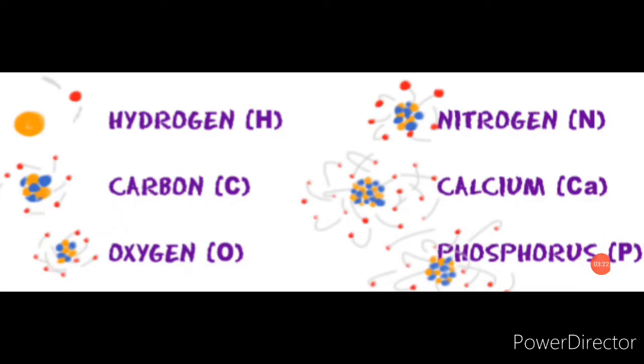Now look into the screen, children. These are the examples of atom. Hydrogen, the symbol is H, carbon C, oxygen O, nitrogen N, calcium Ca, and phosphorus P. So these are the examples of atom, and they do not exist in free state. They are highly reactive and they do not have any chemical bond.